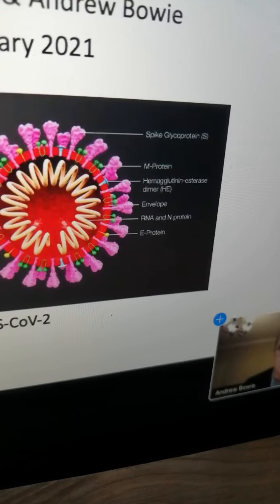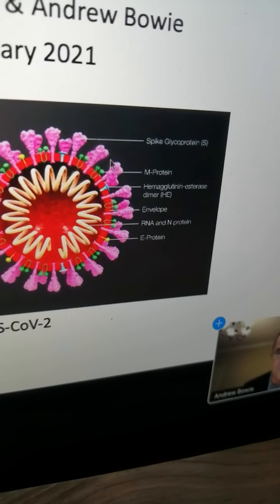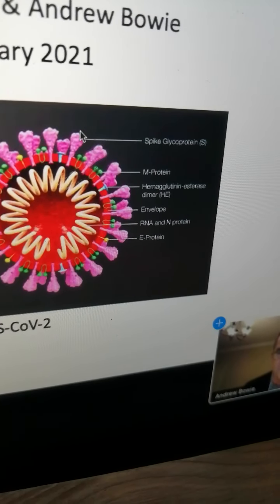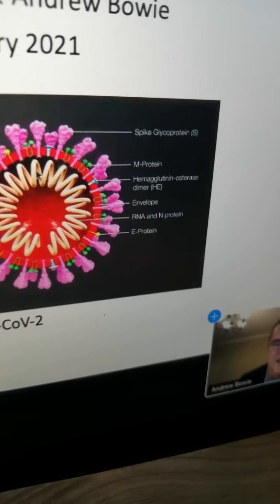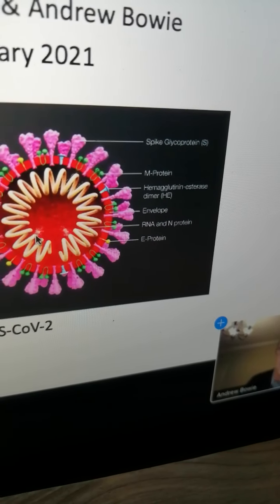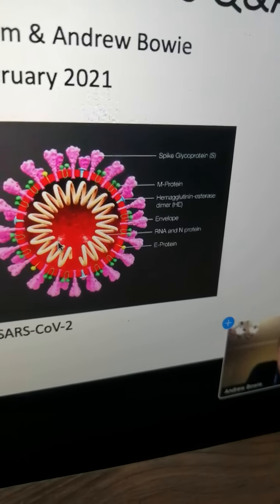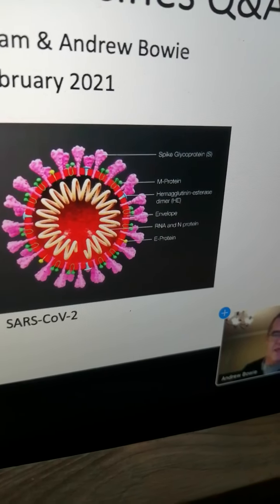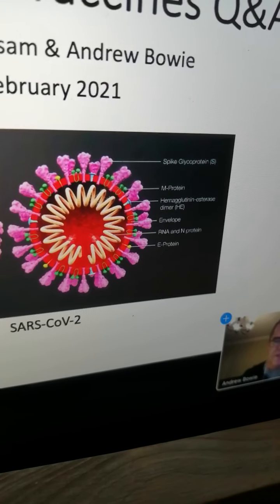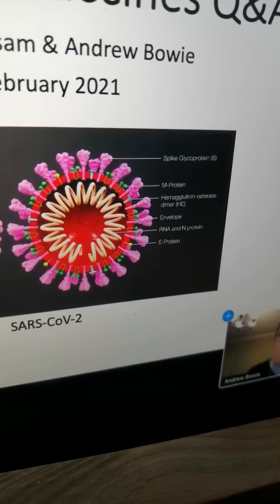So the virus has just this envelope of lipids and proteins, and the spike is a protein on it. And then inside this casing, it has its genome, its RNA, and that's what encodes all its different proteins, and that's what replicates to give you more viruses.